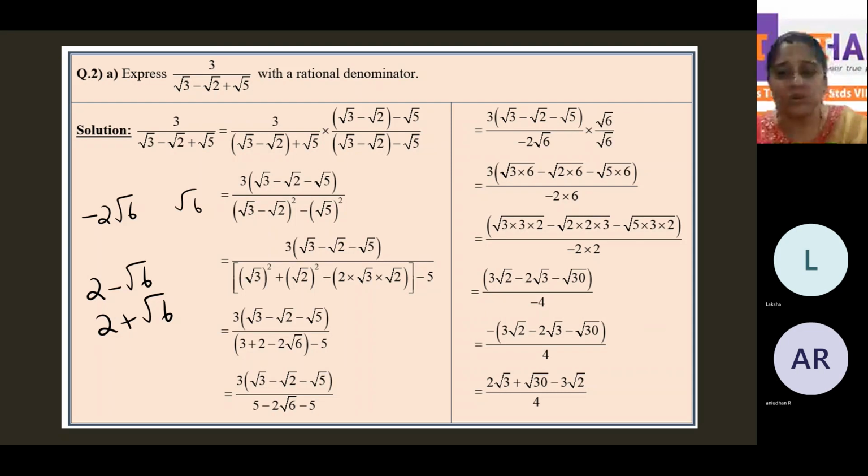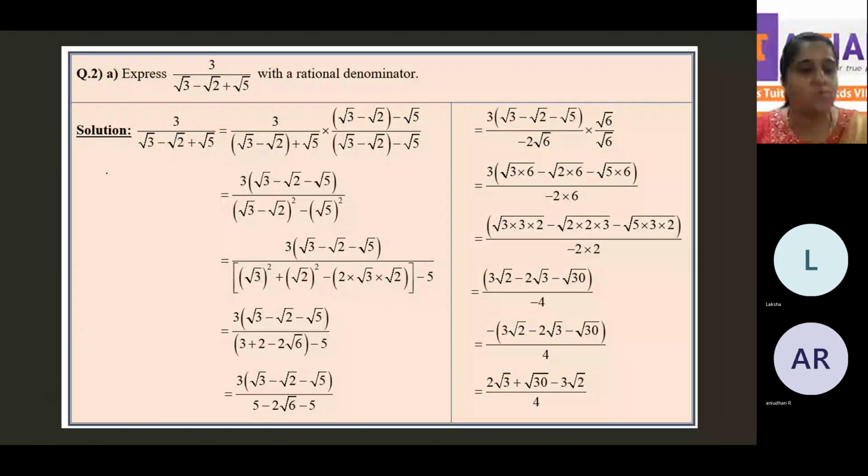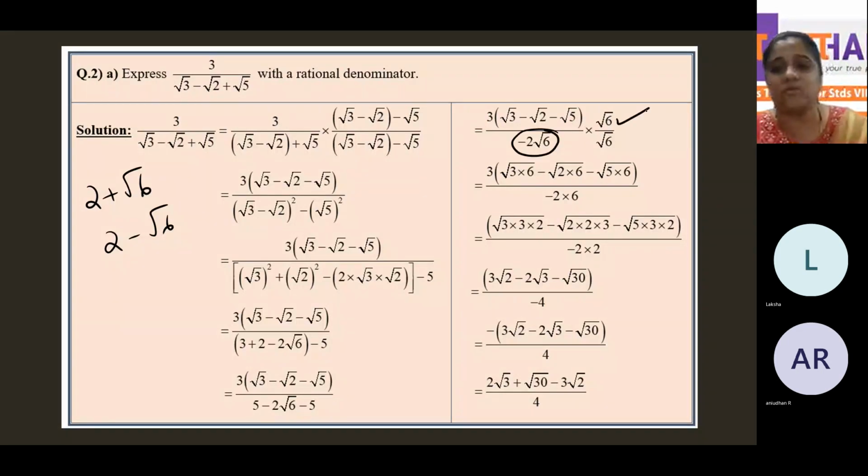For 2 root 6, 2 is already rational, it's like 2 into root 6. You have to just remove this root 6. So multiply and divide by root 6. That's enough. I'm saying if the denominator was 2 plus root 6, then you should multiply and divide by 2 minus root 6. Here the denominator is minus 2 root 6, so it's enough if you multiply and divide with root 6.